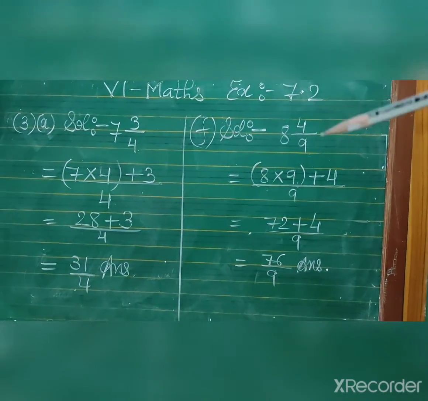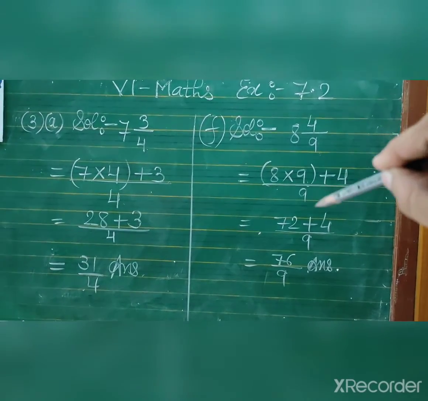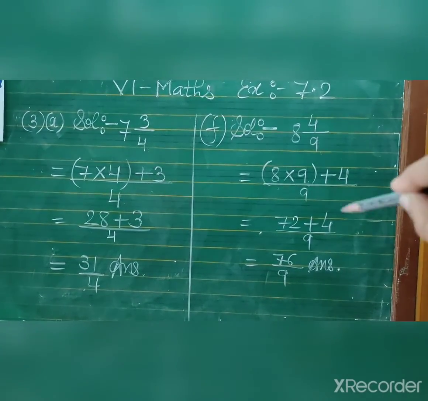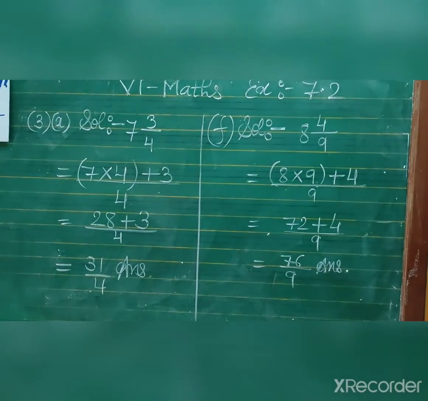Same way 8 9s are 72 plus 4 upon 9. So 8 into 9 plus 4 upon 9. 8 9s are 72 plus 4, that means 76 upon 9. Clear?